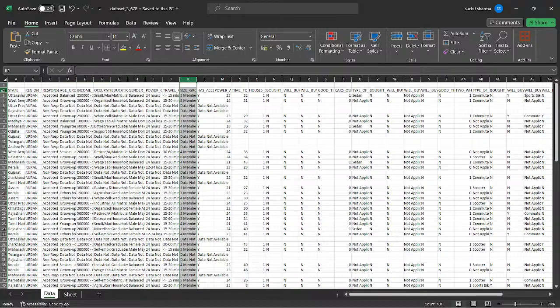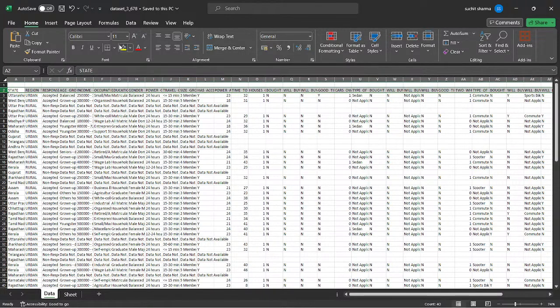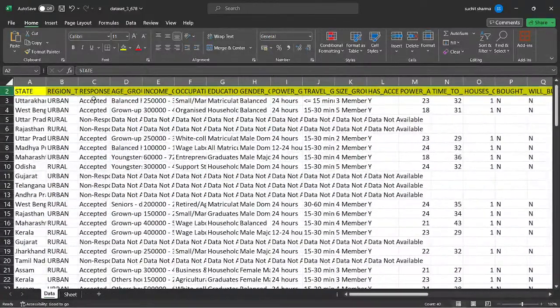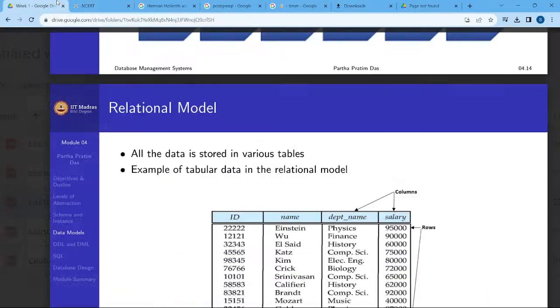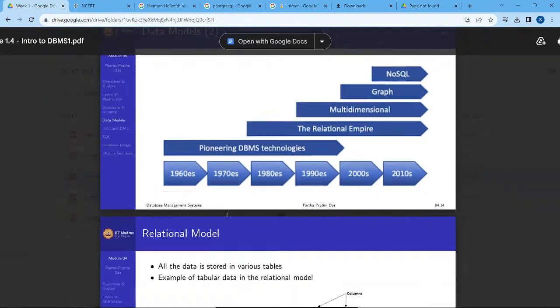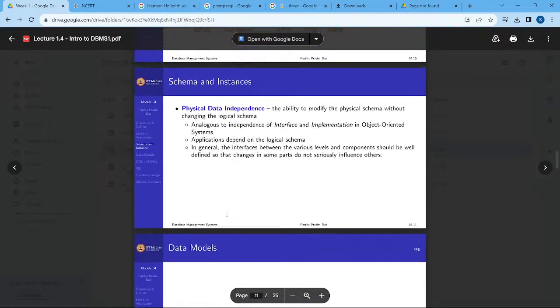But if you see at the very top, this yellow portion, these have specific criteria for the data stored below in the attribute. This is the heading. Like state is the heading, region type is heading, response status is a heading. So for a particular attribute, this heading is called schema. The heading is called schema. Going back to where I was, I hope you understand what schema is.